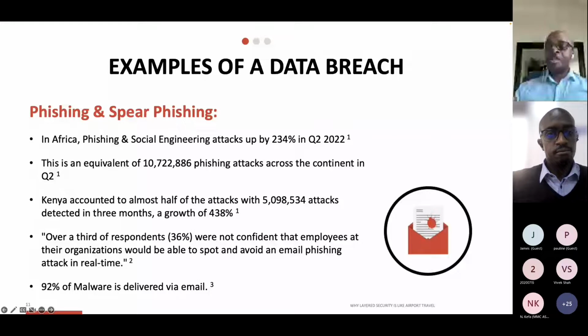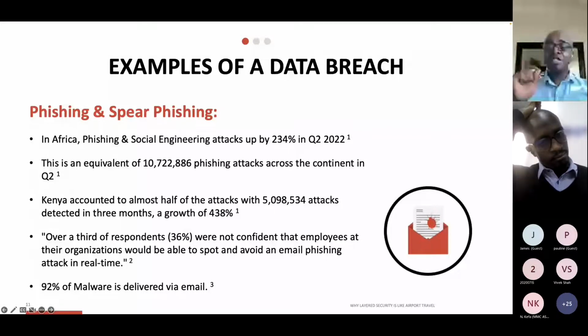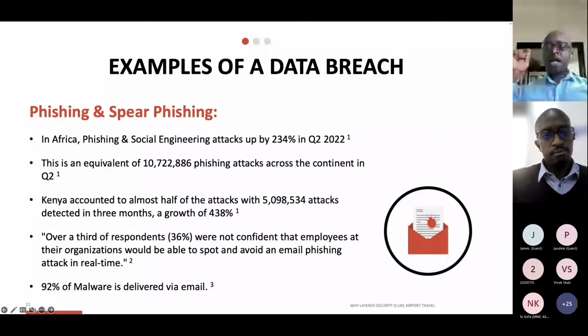The company's security solutions detected more than 10 million phishing attacks across the continent in that second quarter of 2022. Kenyan users have been affected the most by this type of threat. In fact, there are more than 5 million phishing attacks detected in 3 months, in those 3 months of Q2, a growth of 438% when compared to the previous quarter. This is half of the total phishing attacks of Q2. That is how serious it is.